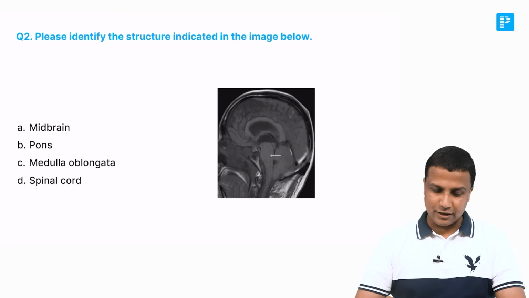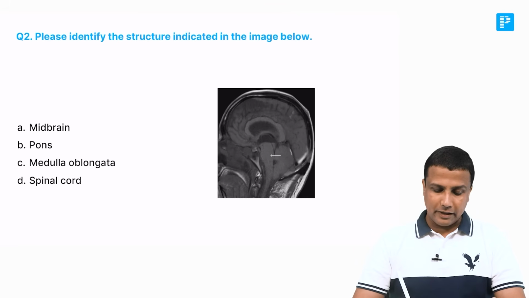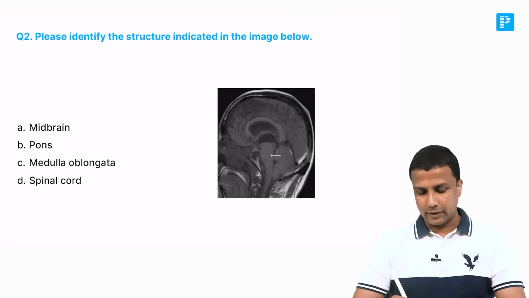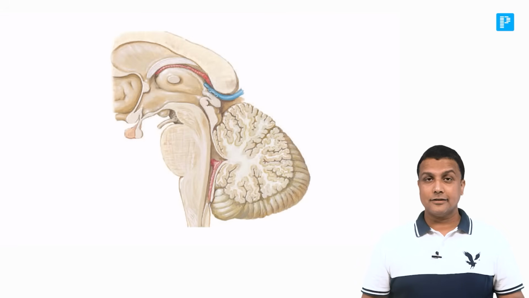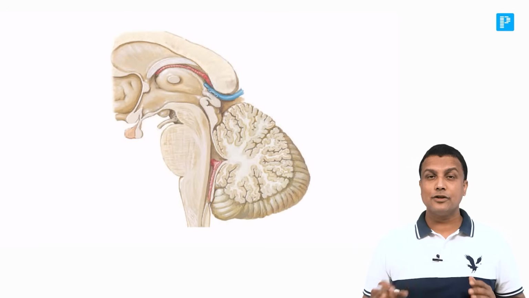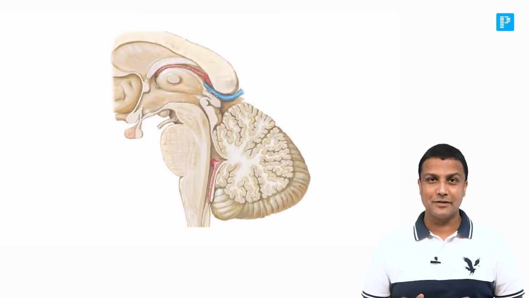Moving on to the next question now. Please identify the structure indicated in the given image below. Is it midbrain or the pons or medulla oblongata or spinal cord? Now during our anatomy classes, in our anatomy videos, I have shown you this diagram of the sagittal section of the brain many a times.